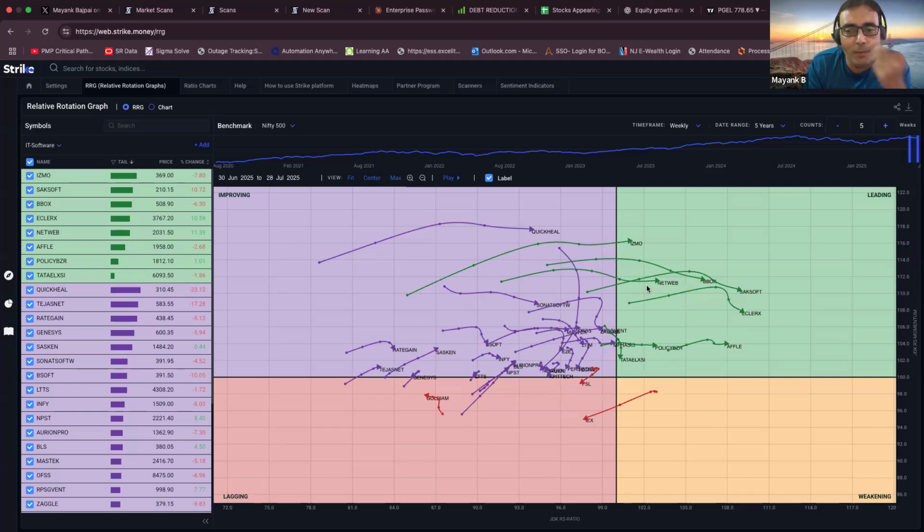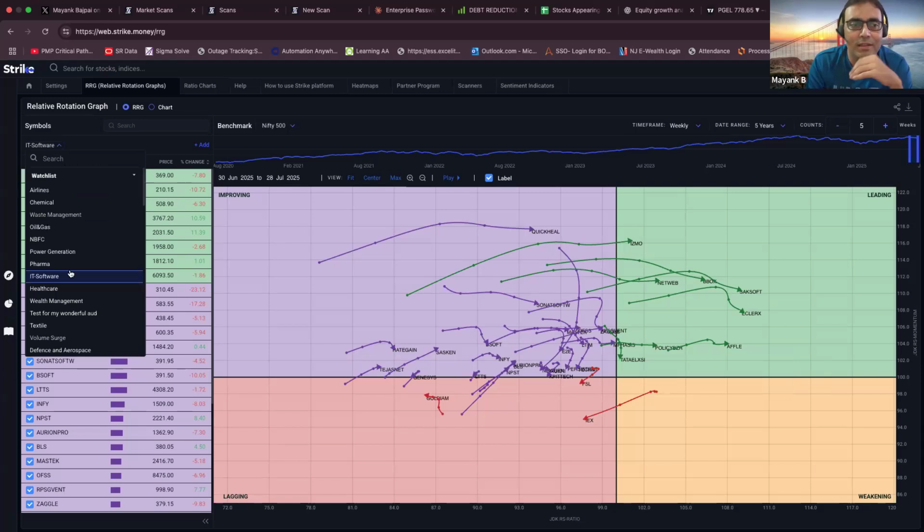If I look at Netweb, the results were very good. On the forward basis, I think their AI usage has also increased, so looking forward to see how it does. And then we have other companies as well here, right? NFL is also in the leading quadrant at the moment. So this is how you take an idea. Overall, industry wise, most of them are in improving, but if anything changes in future, they might turn into leading, or they might get into lagging, or again improving and then leading, right? So they go through a cycle.